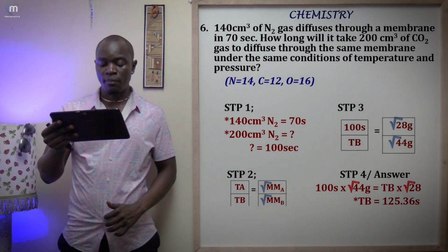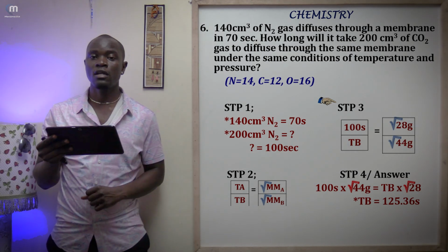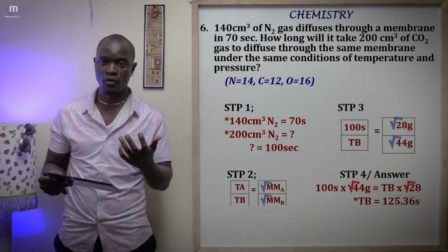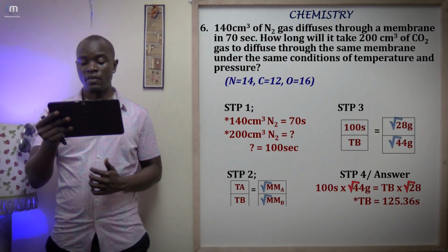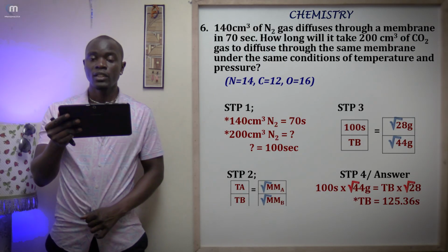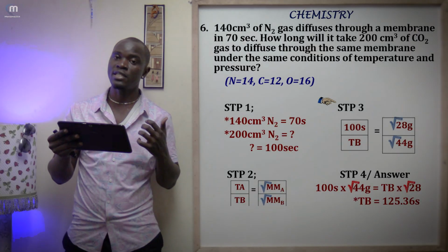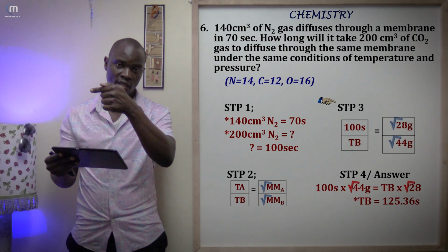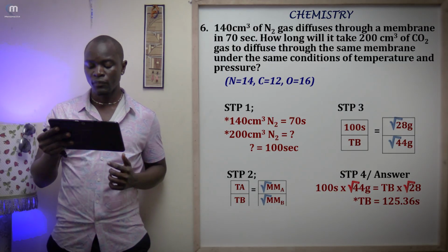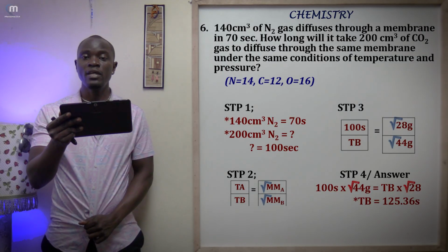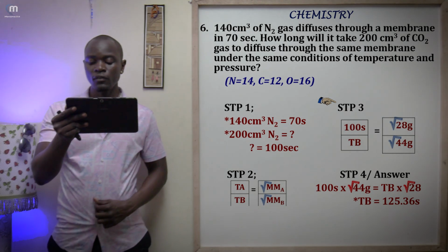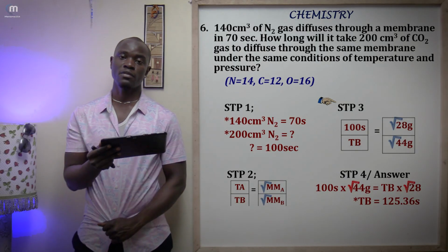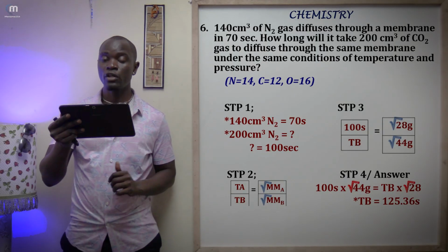So step 3 now, to apply the formula. We are going to say 100 seconds divided by the time of B. Remember, B is what we don't know. We are calculating now the time of carbon dioxide. So 100 seconds divided by the time of B is equal to the square root of 28, whereby 28 is now the mass of nitrogen gas. Remember, 100 seconds is for nitrogen, and on the other side, the square root of 28 is nitrogen. So 100 seconds divided by the time of B is equal to the square root of 28 grams divided by 44 grams. So that is exactly what we are going to do in this case.